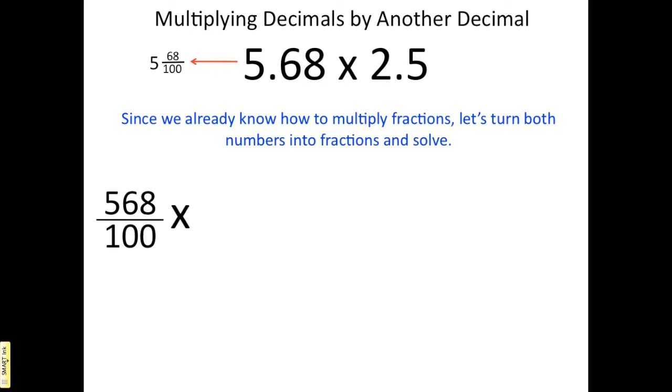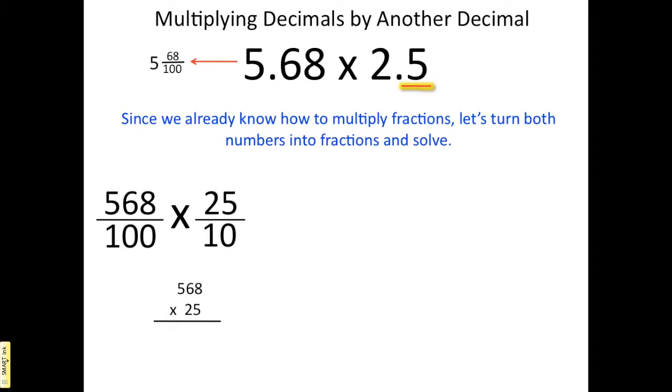I'm going to write 2 and 5/10 as an improper fraction as well. 2 and 5/10 goes to the tenths place. So if I read this to the tenths place, it would be read 25 tenths. So I have a 10 in my denominator and a 25 in my numerator. Now I'm going to solve.